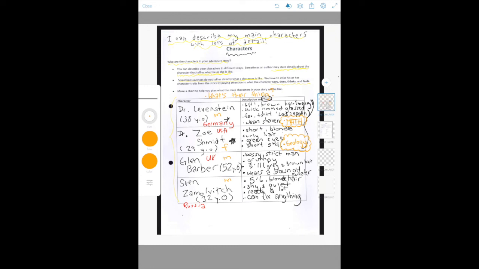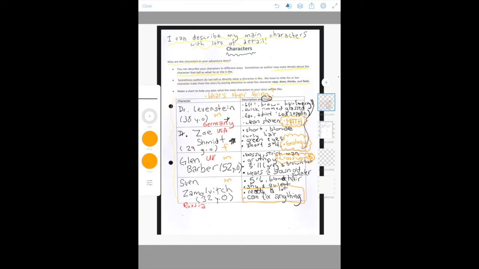Glenn Barber, the grumpy, bossy old man. He's actually really good at crosswords. How will this help in their adventure? Well, I'll leave that for my actual story to figure out. But his special thing that he's good at is crosswords. So that's obviously going to come into play. And Sven's, we already did. He reads a lot and he can fix anything.